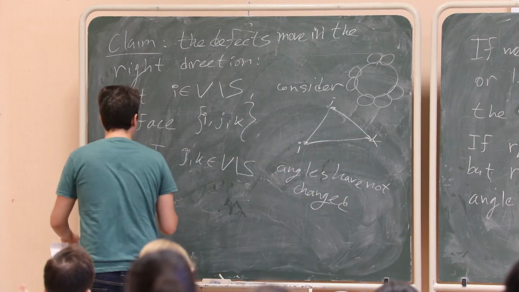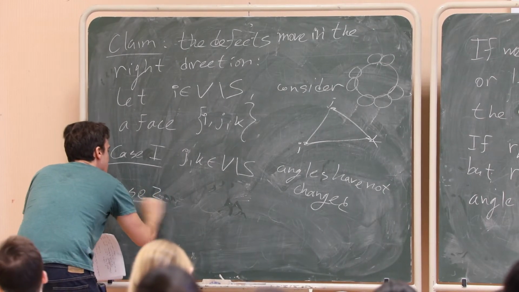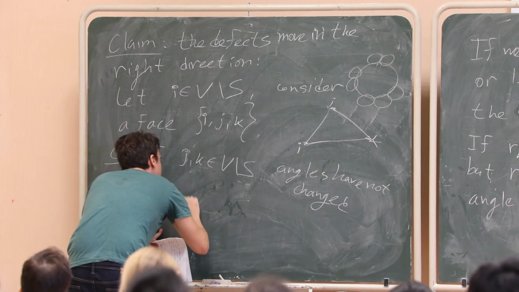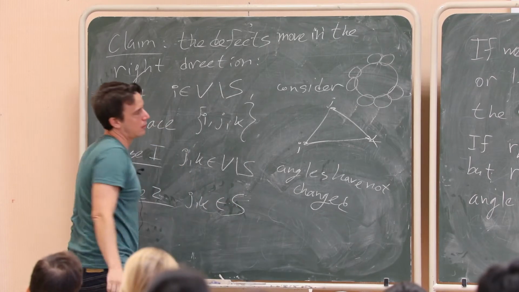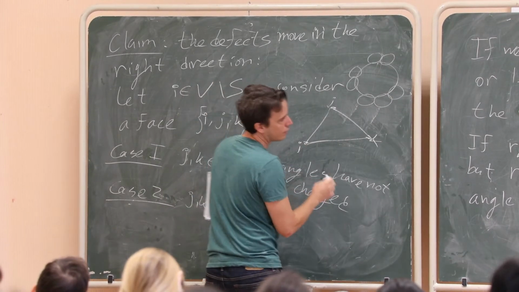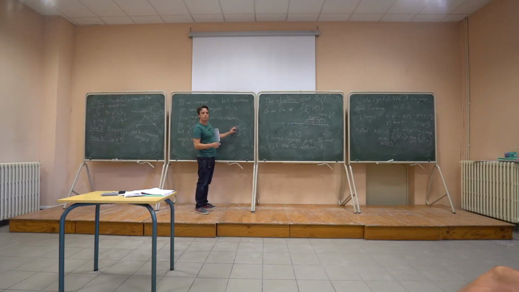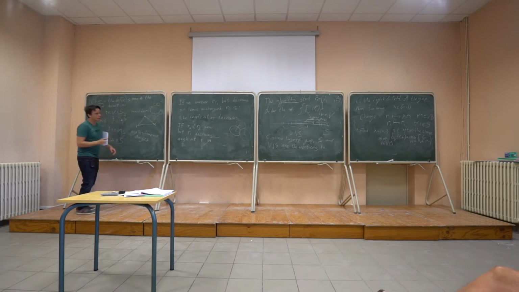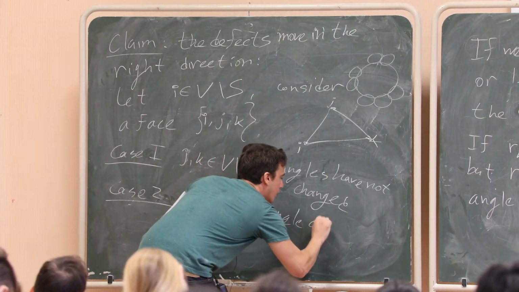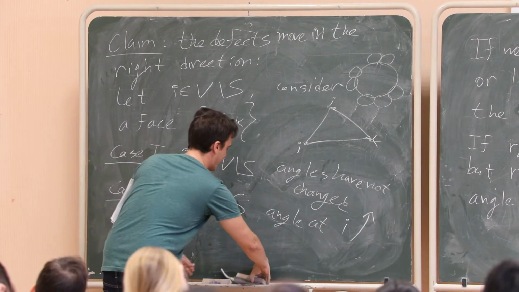Right, so in the second case, case 2, what is my case 2? I is in V minus S, but J and K are in S. So what happens here? In this case, I has become smaller, but J and K remain exactly the same size, so the angle has increased. I'm making I smaller, lambda is between 0 and 1. So the angle at I increased, which is the right direction.